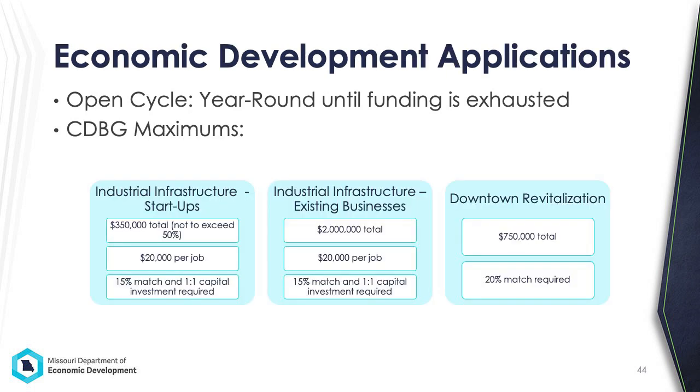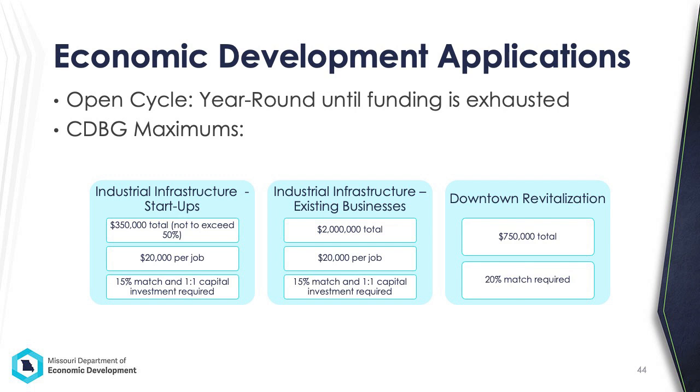The economic development categories operate on an open cycle. First, we have industrial infrastructure. Similarly to the general infrastructure category under the competitive cycle, the industrial infrastructure program improves publicly owned infrastructure. Where these two categories differ is that general infrastructure benefits the majority of residents in a community, and industrial infrastructure supports a private entity in exchange for the private entity committing to creating or retaining jobs for low to moderate income persons. CDBG maximums for industrial infrastructure projects differ depending on the length of the business's financial history.